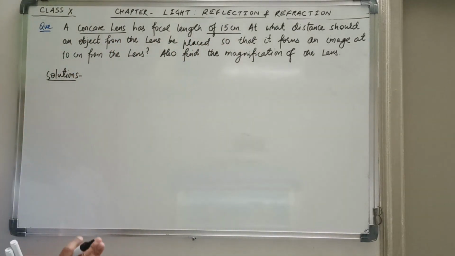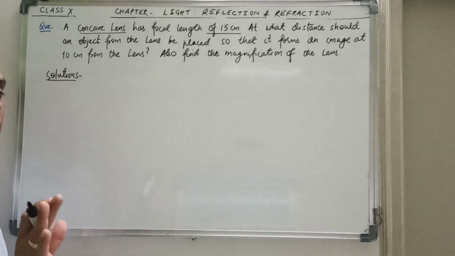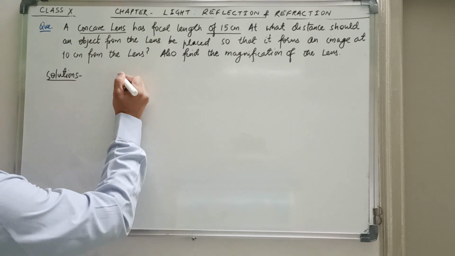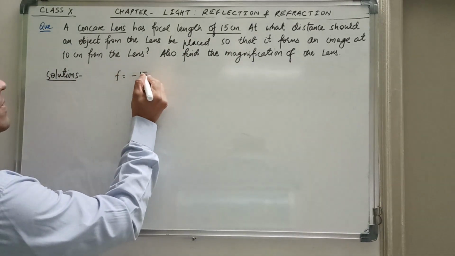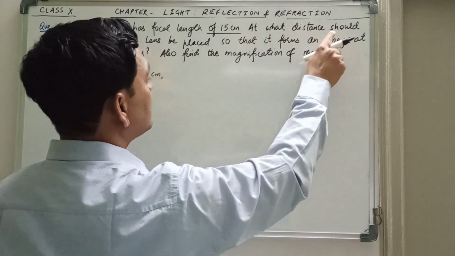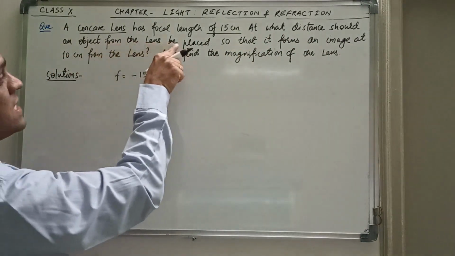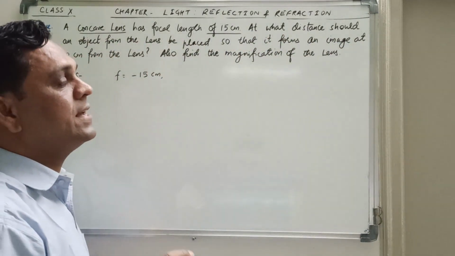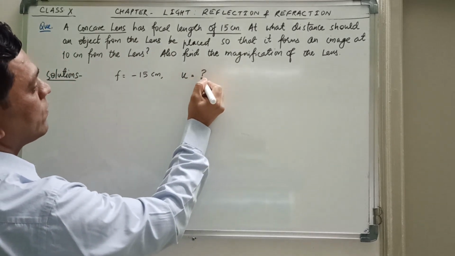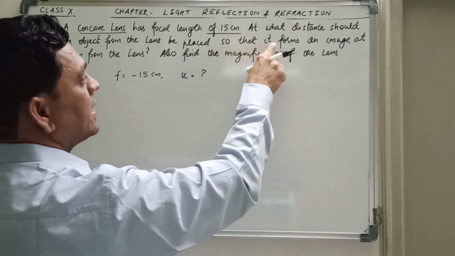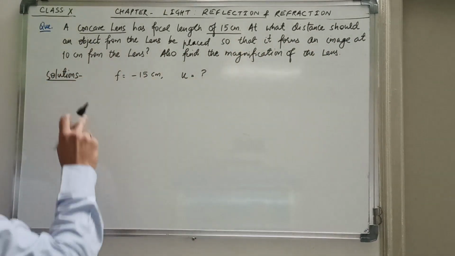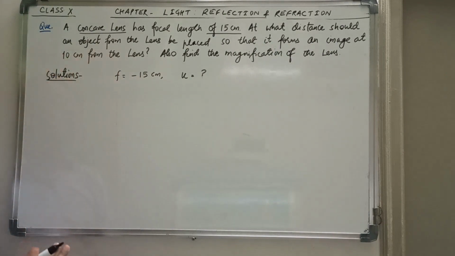इसका मीनिंग क्या हुआ? Concave lens has focal length. The sign for this is always negative. हमेशा माइनस लेना है. So I write f is equal to minus 15 centimeter here. Then at what distance should an object from the lens be placed? Now they are asking you what is object distance here. Object कहाँ पे रखें? So we need to find u here, so that it forms an image at 10 centimeter from the lens here. तो v दे रखा है, image 10 centimeter पे बने.